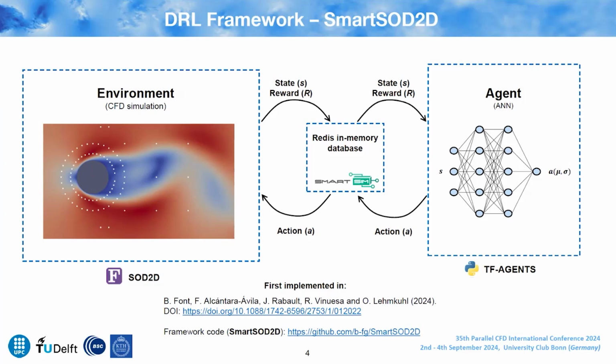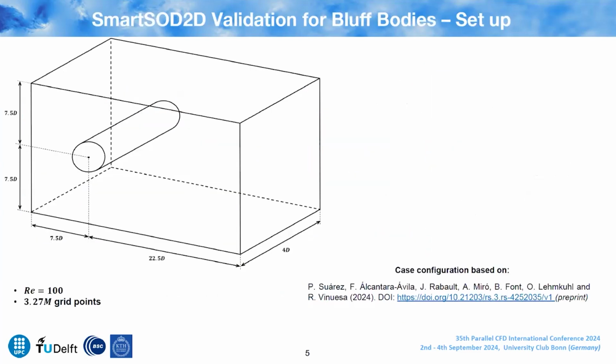And now the idea is to try how this framework works for bluff bodies. That's why we use this case that was already trained in the literature. It's the flow past a cylinder at a Reynolds number 100, so it's laminar.